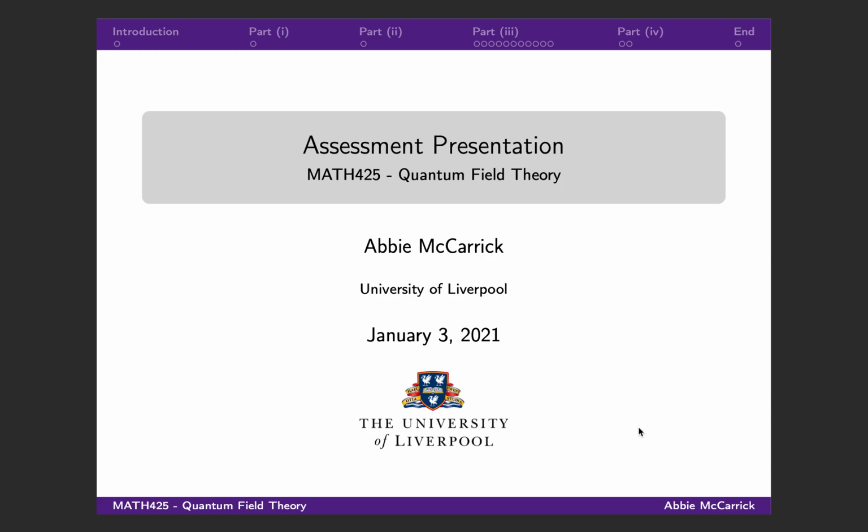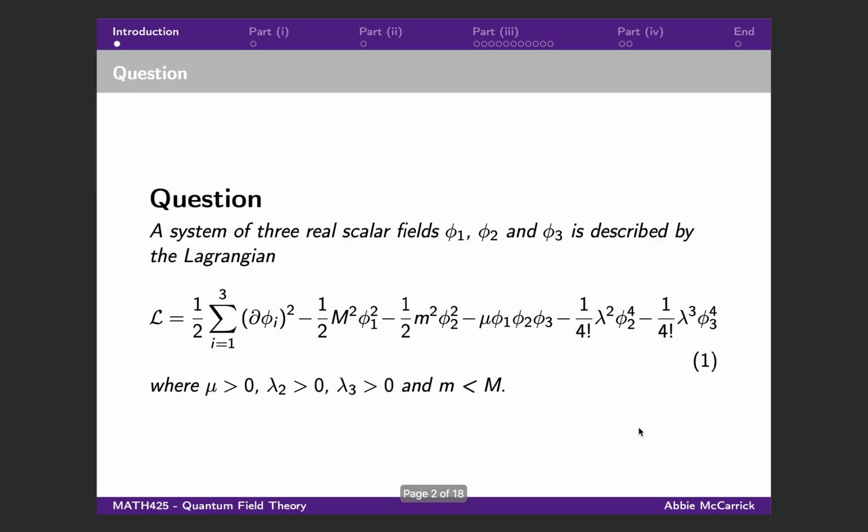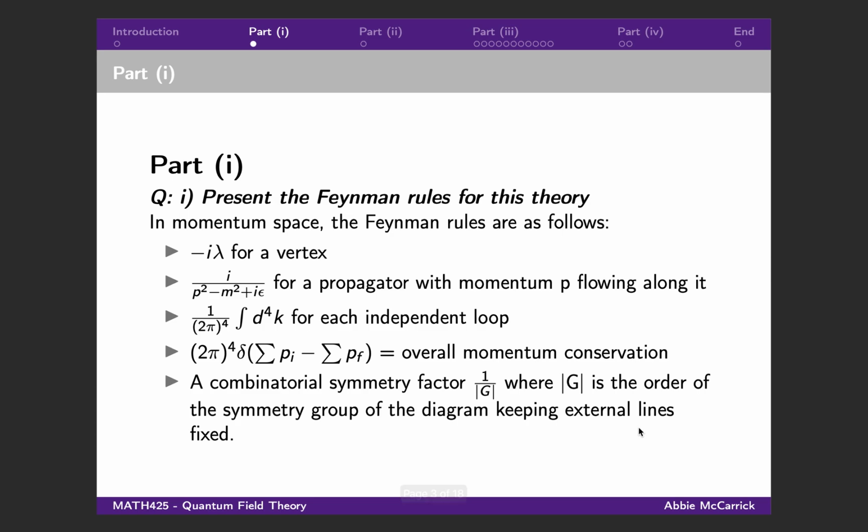We'll start by presenting the question itself. A system of three real scalar fields, phi 1, 2 and 3, is described by the Lagrangian as follows in equation 1 here. Part 1 was to present the Feynman rules for this theory.